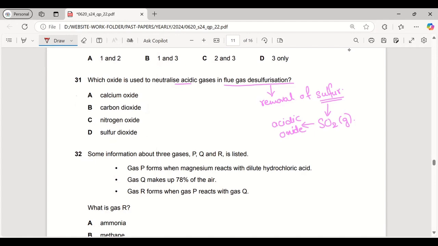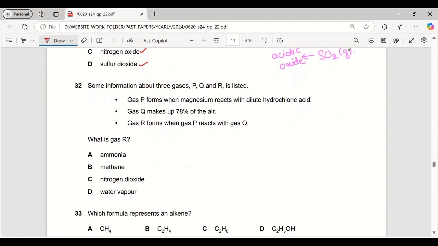Out of the options, sulfur dioxide, nitrogen dioxide, carbon dioxide, they all are acidic. Only calcium oxide is basic. So calcium oxide is used to neutralize sulfur dioxide gas.